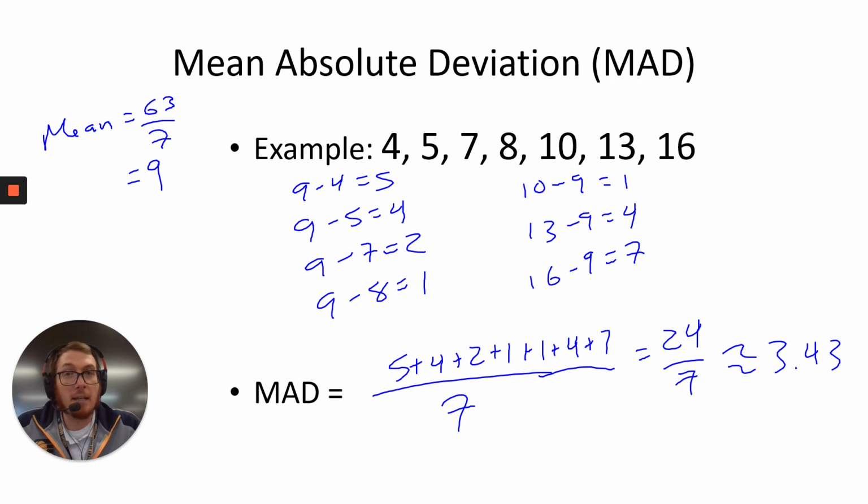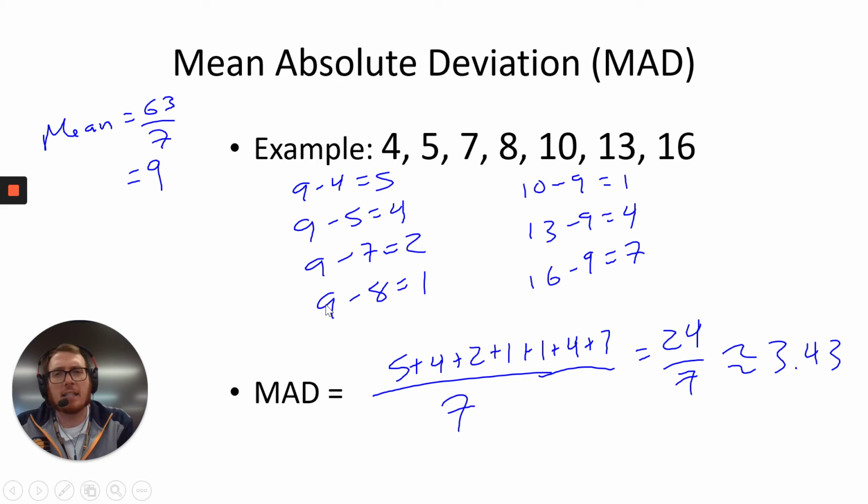The next one is an example of finding the mean absolute deviation, or the MAD. I'm going to add up all the numbers and divide. So there's 7 numbers. I added them all up and got 63. Divide by 7 is 9. Then I find the distance away from 9 for every number. So 9 minus 4 is 5, 9 minus 5 is 4, etc., etc.